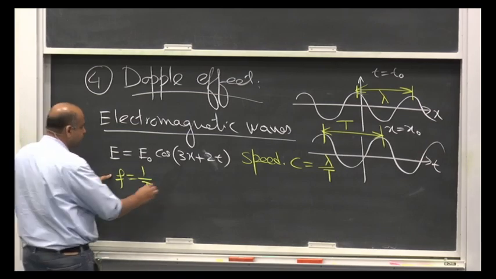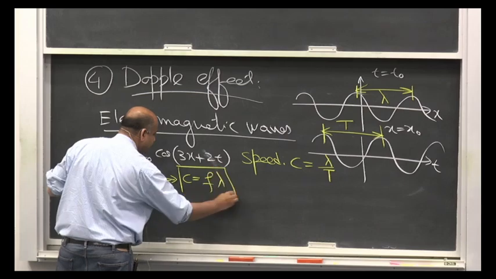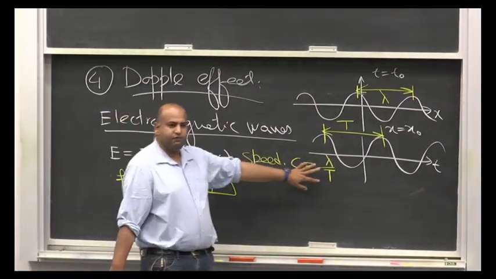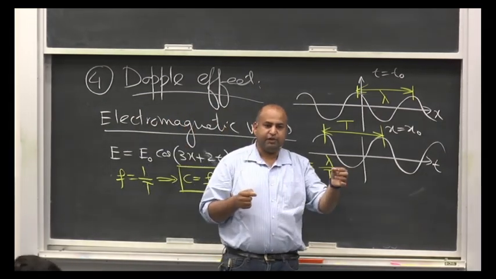So if I use this, I can write speed as c is equal to f lambda. So you see, it comes from this simple relation. This lambda is the distance after which it repeats.